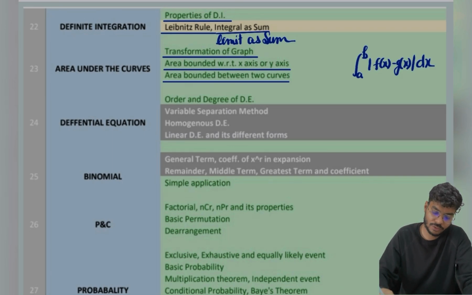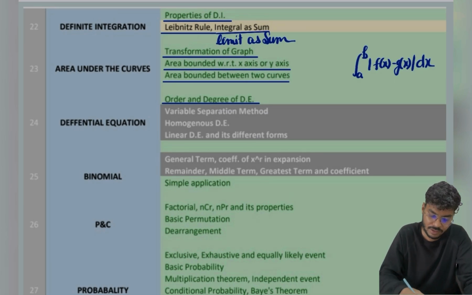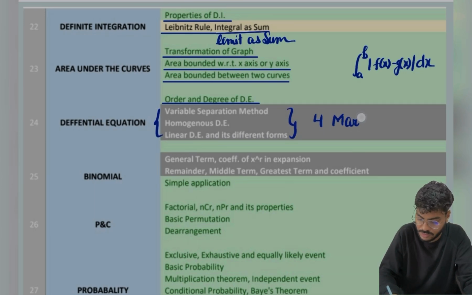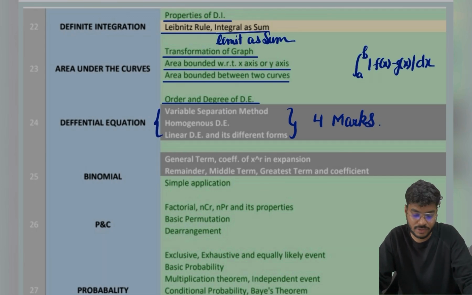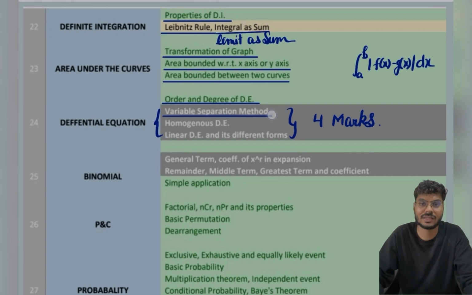Then in differential equations, of course it is a very simple topic: how to find the order and degree of the differential equation. Just revise it, the order and degree of the differential equation. Then these topics are extremely important. This will give you 4 marks in the JEE Mains. What is important? How to do the variable separable method: all the x terms on one side, all the y terms on one side.